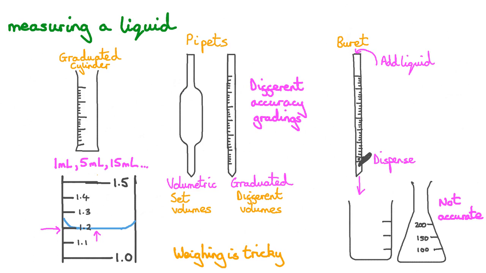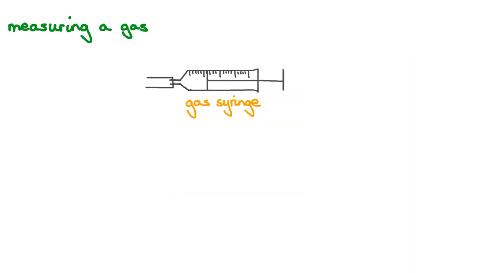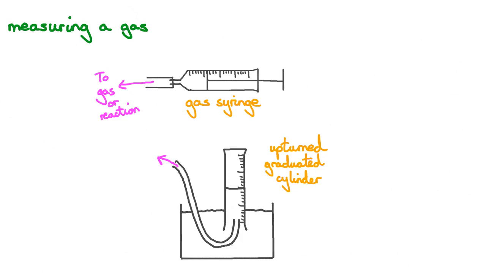Now that we've measured both liquids and solids, let's look at gases. Perhaps the easiest way to measure a gas is with a gas syringe. You attach one end of the gas syringe to the gas that you'd like to draw up, or to your reaction vessel if you're measuring gas production, and then you watch the plunger move and measure using the markings on the side.